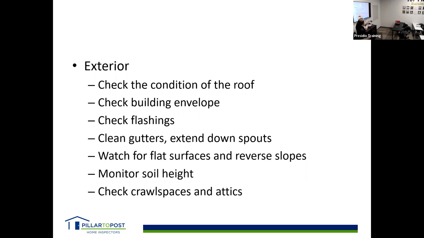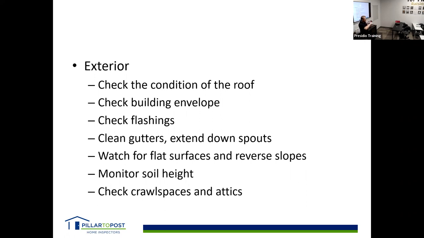So exterior, the main thing is this term called the building envelope. That is everything on your house that keeps the outside out and the inside in. If that gets compromised, you have a potential for water intrusion, which then leads to mold. Now, the other thing I always tell people is mold is not the problem. Mold is a symptom of the problem. The problem is water. You get rid of the water, you get rid of the symptoms.